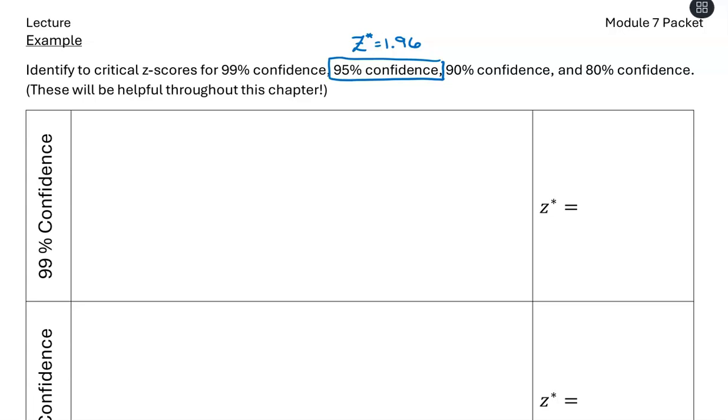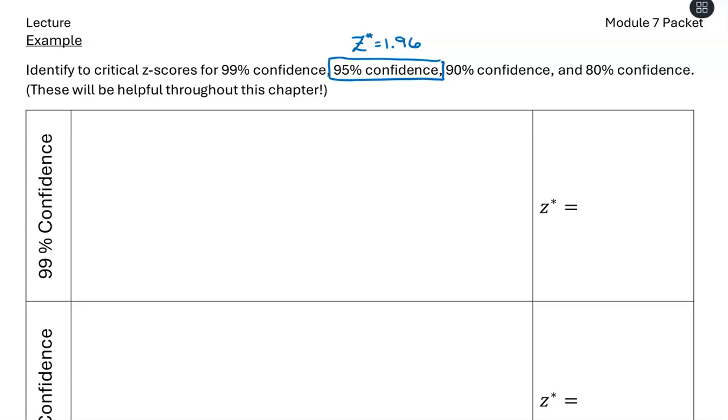Now, that part of the process, finding that critical z-score, didn't use any of the data or information from the question itself. All that it came from was that we were looking for a 95% confidence interval. And what that means is that for the rest of this class, whenever I ask for a 95% confidence interval, that means your critical z-score is 1.96.